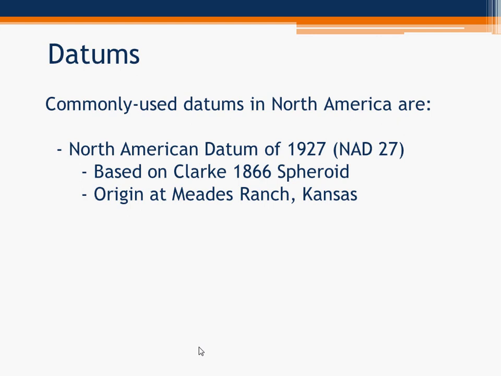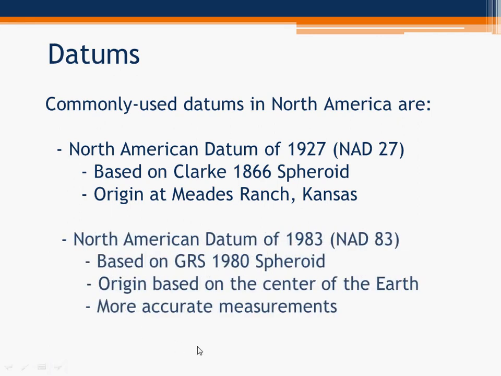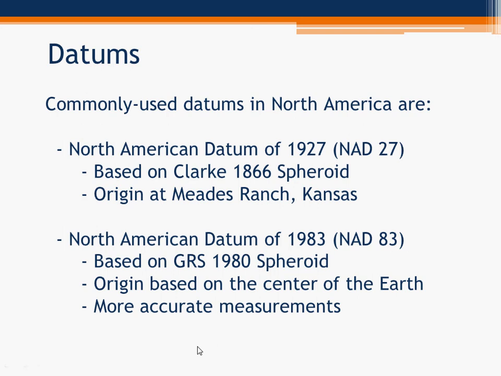Notice that the origin is at the surface at Meads Ranch, Kansas, and that's significant because that's the geometric center of the United States at the surface. But when we look at the more recent North American Datum of 1983, it used the GRS 1980 spheroid, and the origin is based on the center of the Earth.